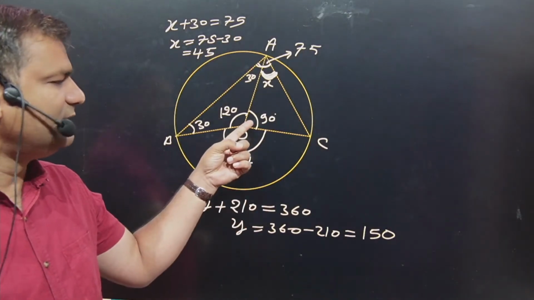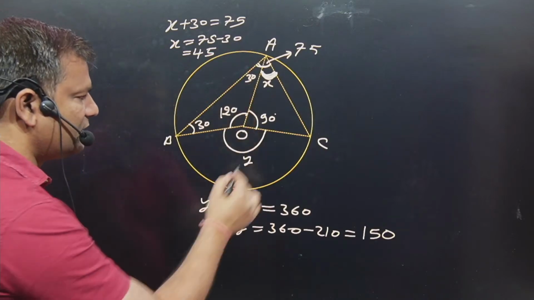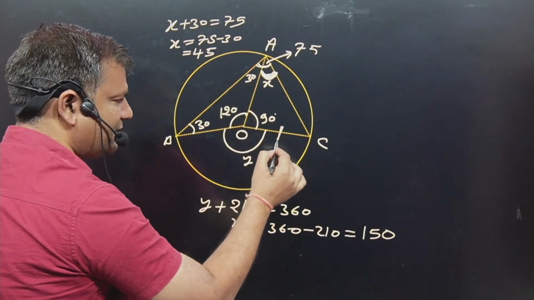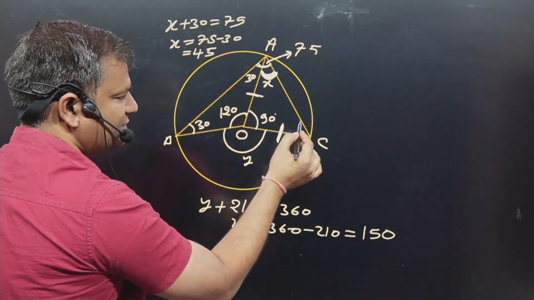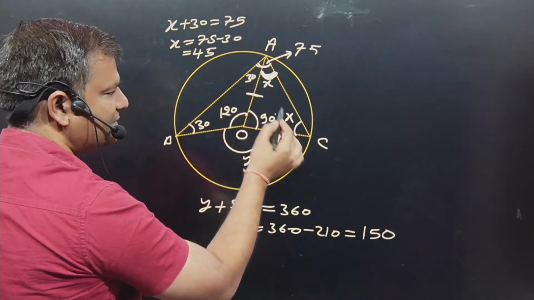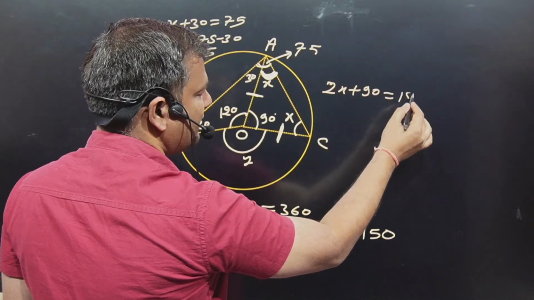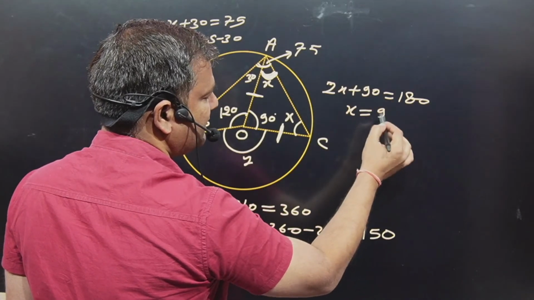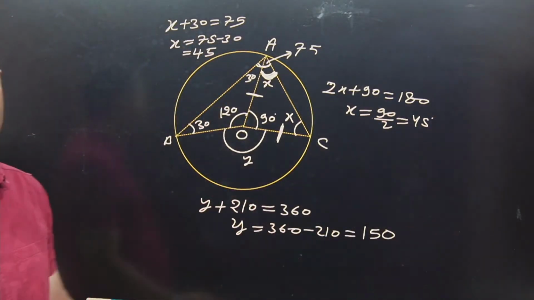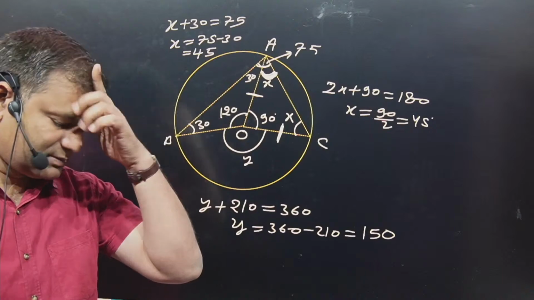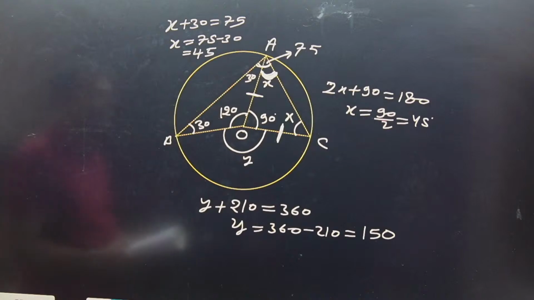If this one is 90 degree, now these two sides are radius of the circle. So if this one is x, this one is also x. So x plus x plus 90, 2x plus 90, this will equal to 180. So x will equal to 90 by 2. So that is 45 degree. So without any theorem, you can do it. I hope it is clear. Now I will focus on the next problem.